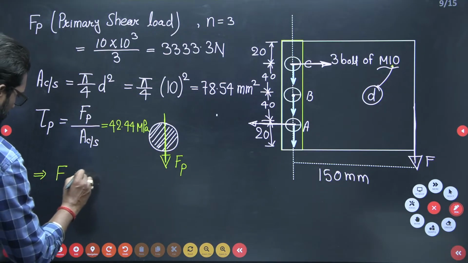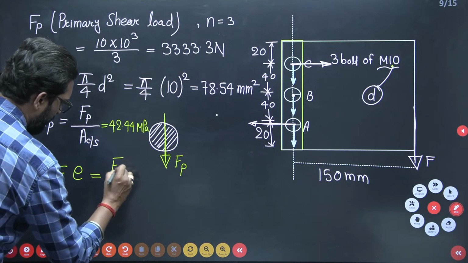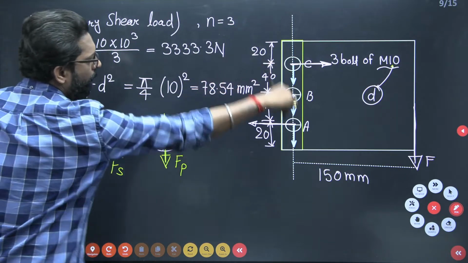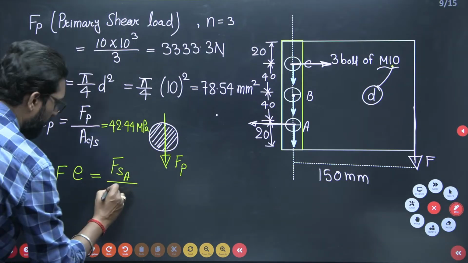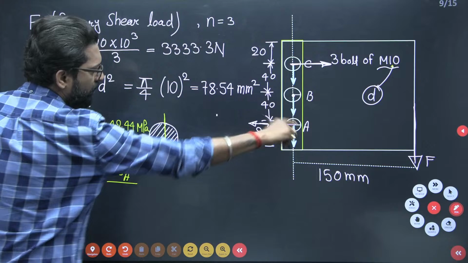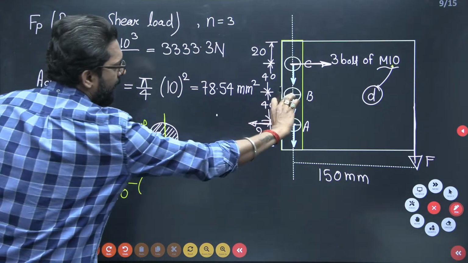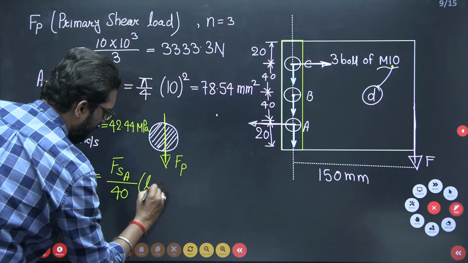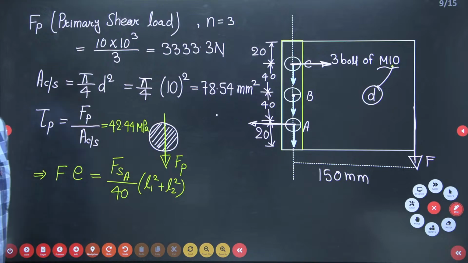Force into perpendicular distance, the eccentricity, is equal to the secondary shear of, let's suppose, bolt A, and both are the same, divided by 4 times the distance from this CG, L1 square plus L2 square. This is the equation.